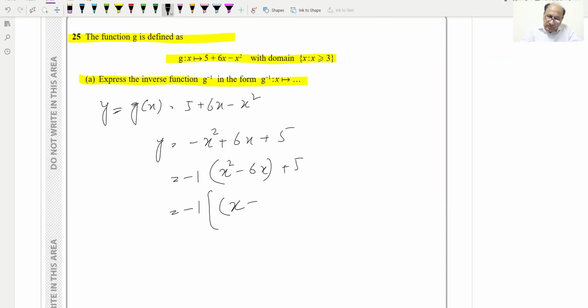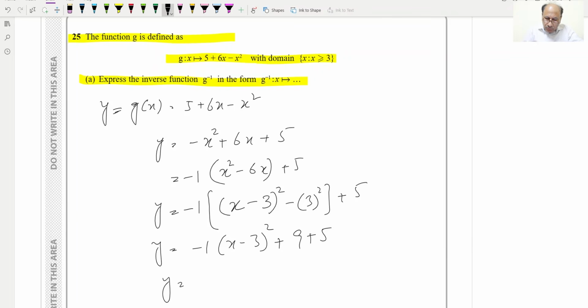So x minus, this will copy the sign, then 6 divided by 2 will be 3, whole squared, minus whatever is written here. This minus is always minus, so it will be 3 squared, bracket close, and plus 5, and this will be equal to y. We can write this as minus 1 into x minus 3 squared, and this minus will be multiplied by this minus, so it will be plus. This will be 9 plus 5, so y is equal to minus 1 into x minus 3 squared plus 14.